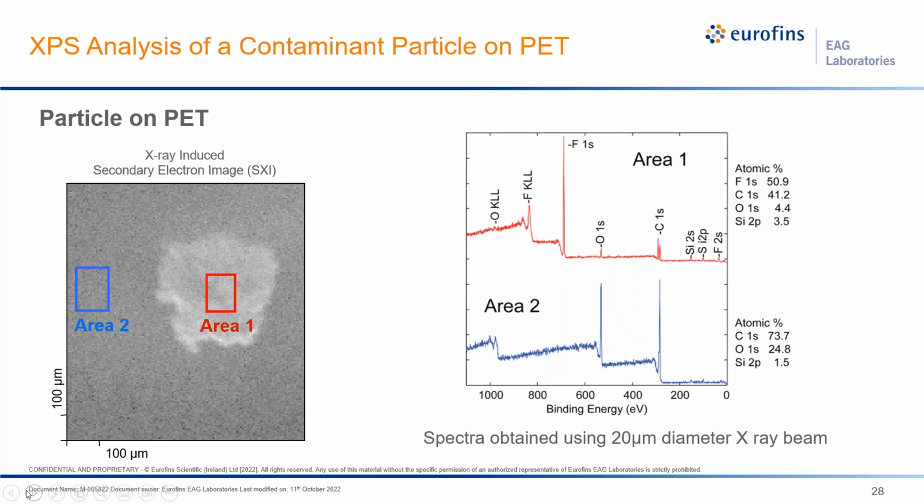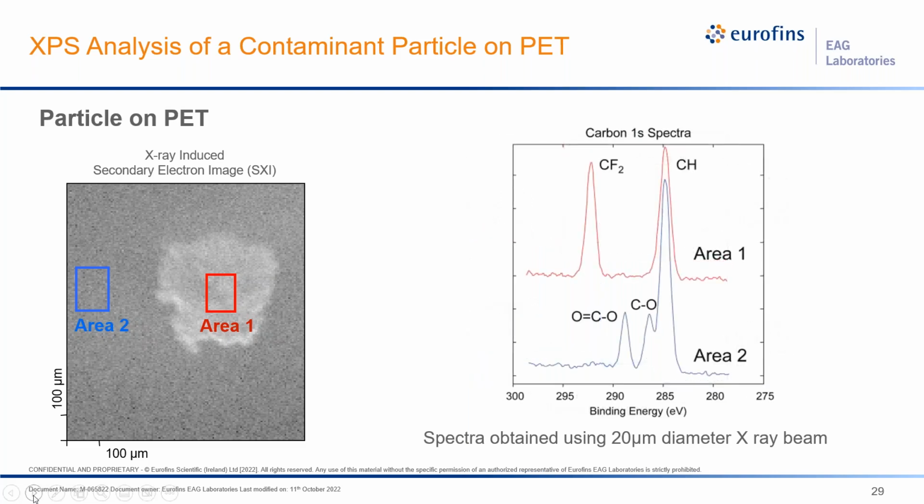As you can see in the survey spectra on the right-hand side of the slide, the control surface has two main peaks, which are carbon and oxygen, and trace levels of silicon, which is a contaminant. Carbon and oxygen are components of PET. The top survey in red is dominated by fluorine.